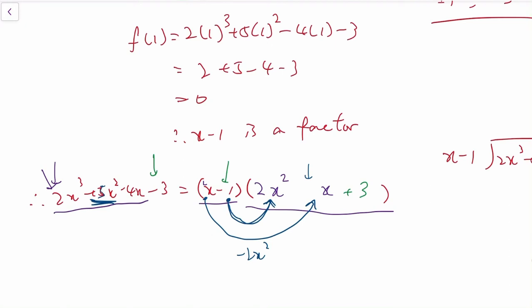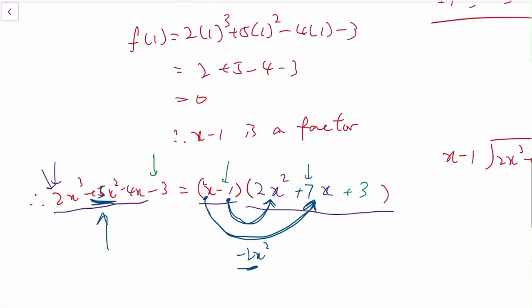Well, that would mean I need an additional 7x squared. That must mean this is a 7, right? So that when this x times this 7x, you give me that extra 7x squared that I need, so that when I add to the -2x squared, I get what I want.